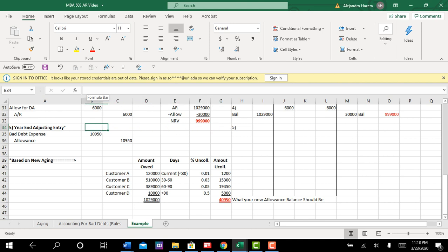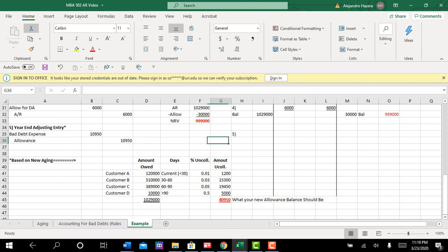Here's what it is. You have a debit to bad debt expense, which goes off to the income statement. Actually, I'll just move it down here. Okay, so this goes off to the income statement. We're not worried about that one. The one we're worried about is that one.